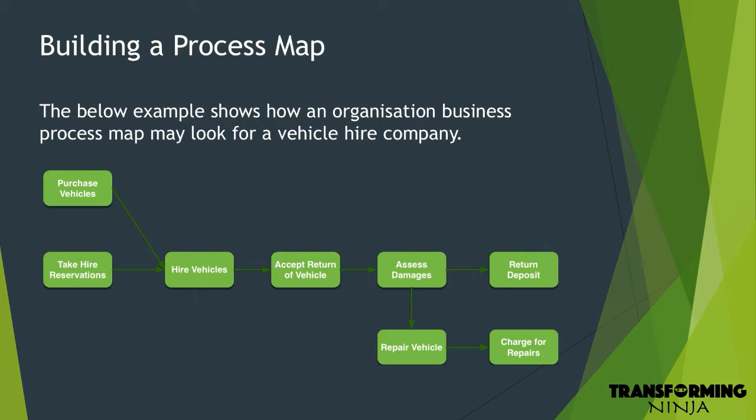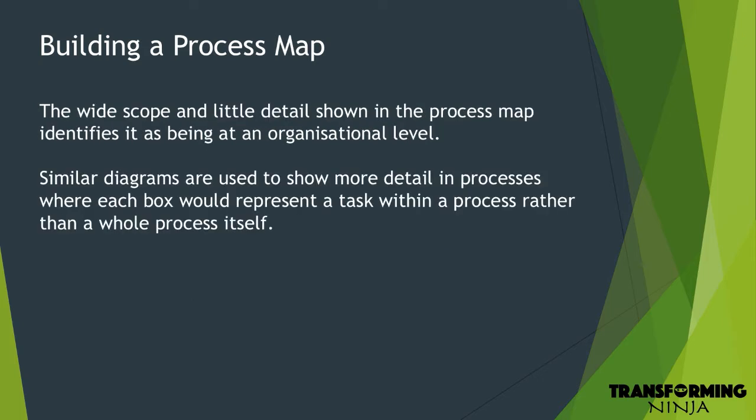So that's a high level process map, so it doesn't give you very much detail of what's going on within the process, but it does give you a high level view of how the process moves throughout the organisation. There's a wide scope and very little detail in the process map, and that is what identifies it as being an organisational level diagram.